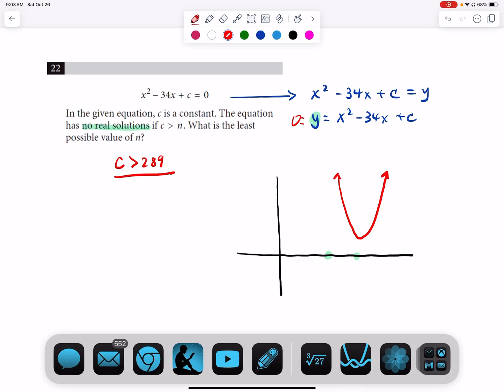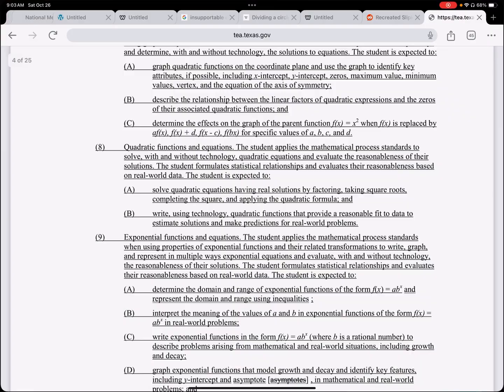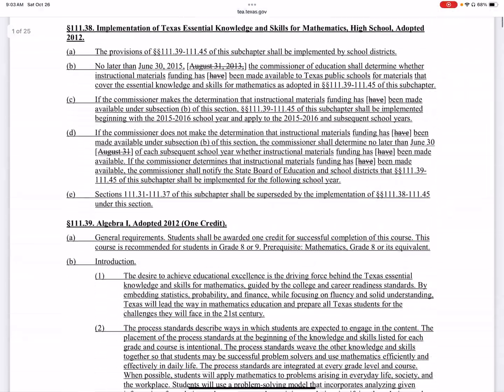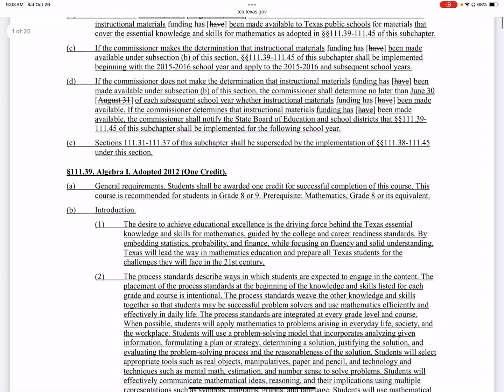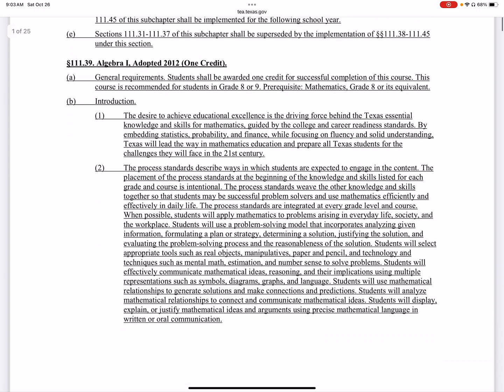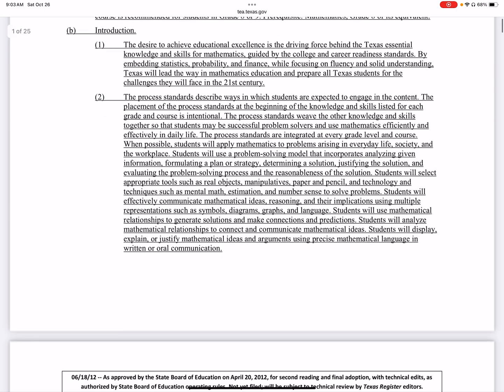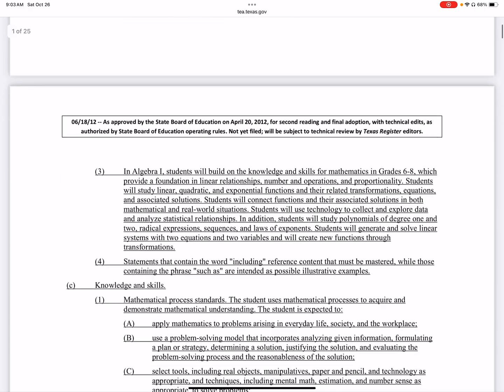So I've called up the Algebra 1 TEKS, so that's what this document is here. It's actually all the high school TEKS, and Algebra 1, even if you took it in the 8th grade, is considered a high school course. And our TEKS, Texas Essential Knowledge and Skills, were adopted in 2012 for all of our math classes. Haven't changed in a while.